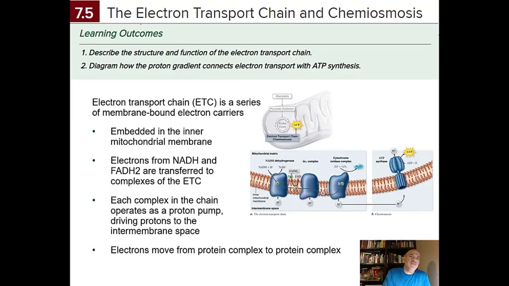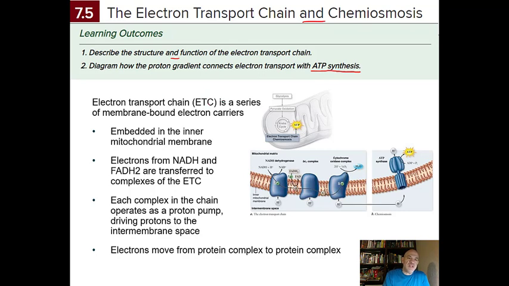So this section covers the electron transport chain and chemiosmosis. Your learning outcomes here are to describe the structure and the function of the electron transport chain, and then diagram how the proton gradient connects the electron transport to the synthesis of ATP.